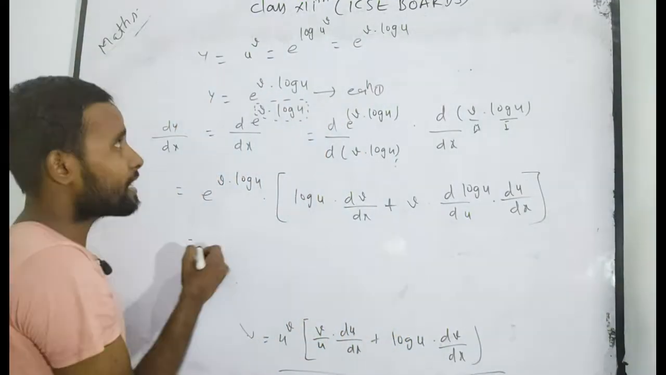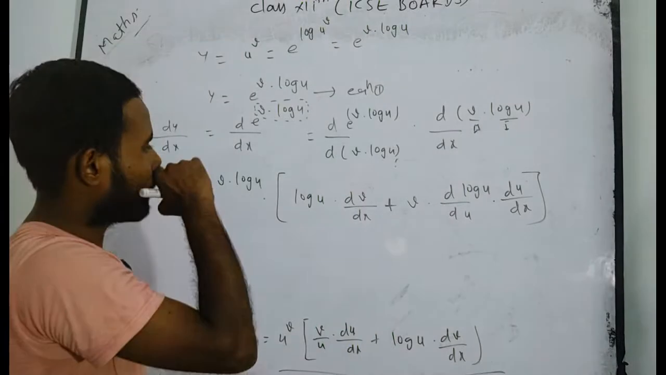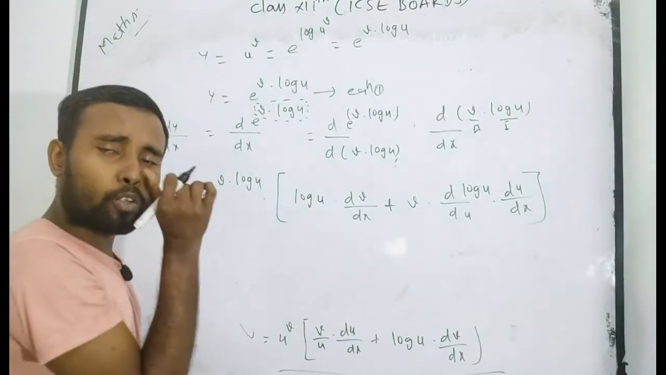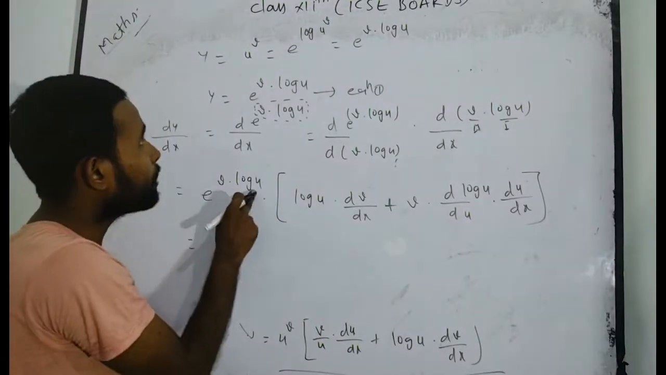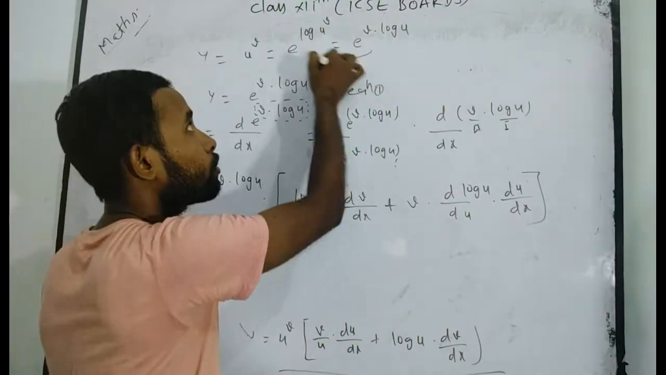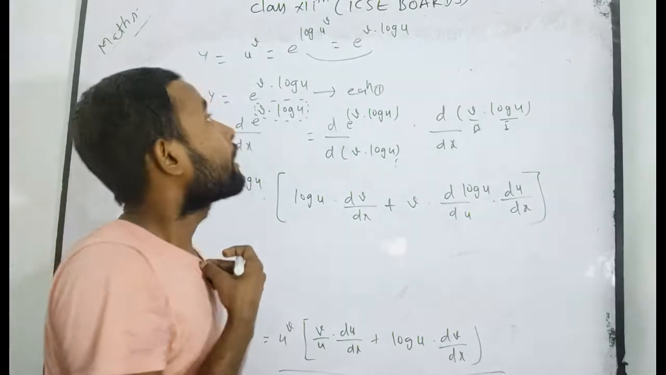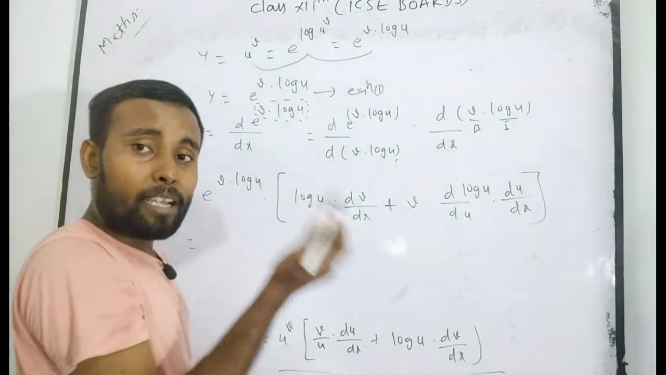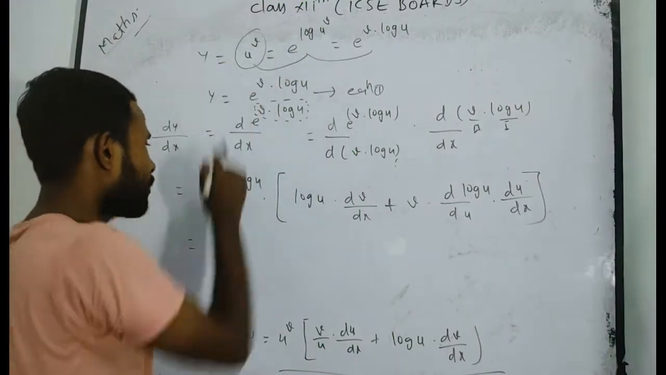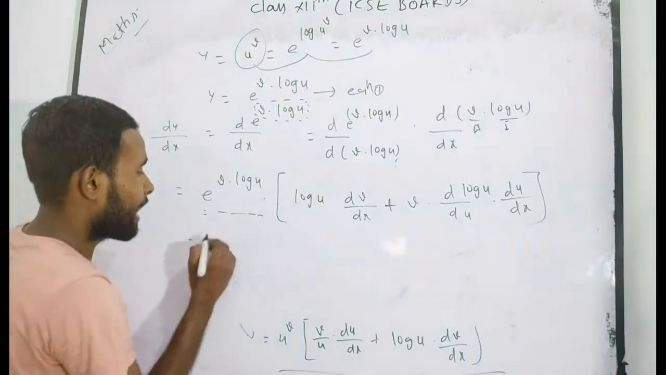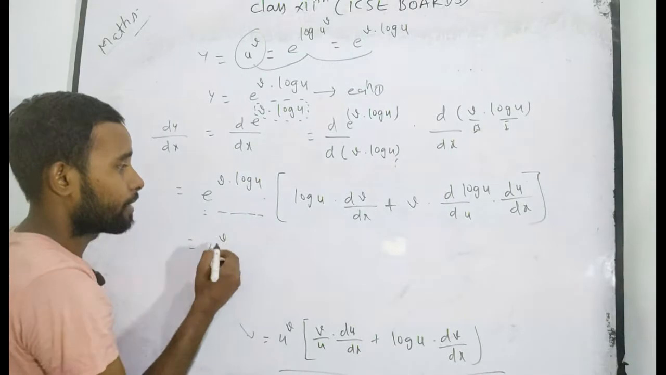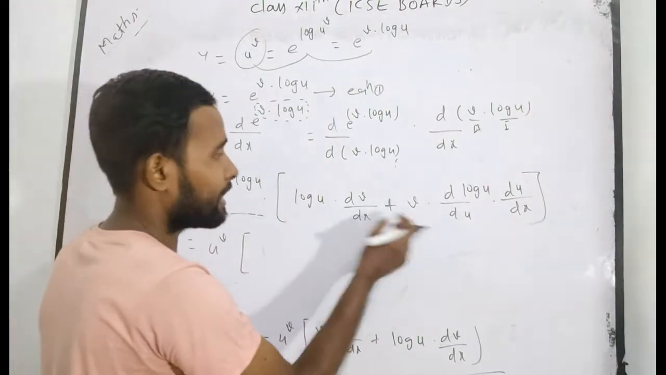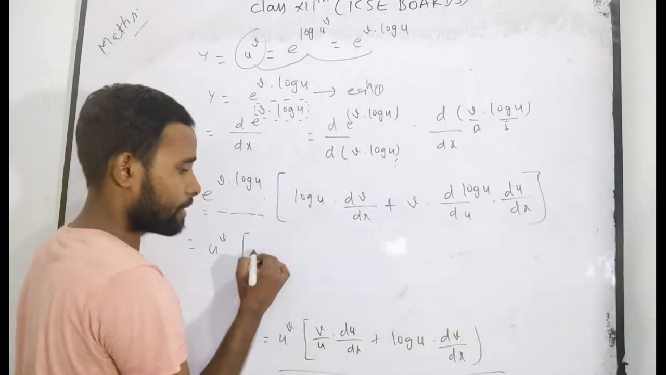Now I think you understand very well. Now I want to again tell you, can you write e to the power v into log u? e to the power v into log u is equal to e to the power log u to the power v, and it can also be written as u to the power v. Finally, you can write this as u to the power v, and this is your dv dx.